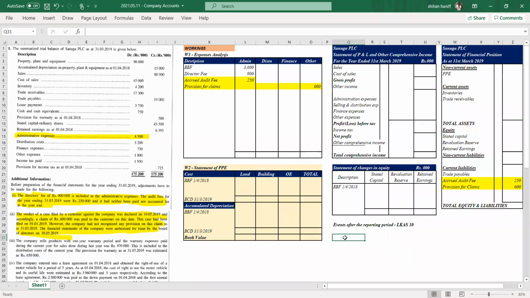Adjusting events are like bad debt, stock, where we are selling the stock lower than the cost and NRV is less, or a court case where the final decision was given. Likewise, these are adjusting. So for the claim here, we need to make a provision. The double entry for the provision is expense account debit, provision payable account credit. Okay.